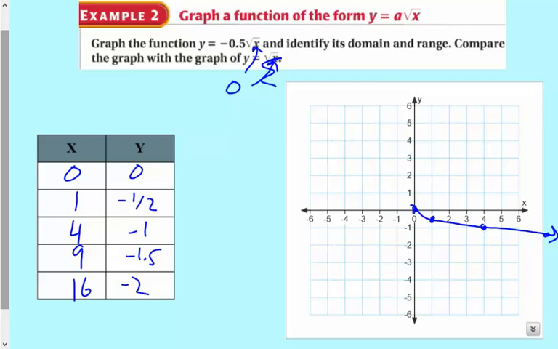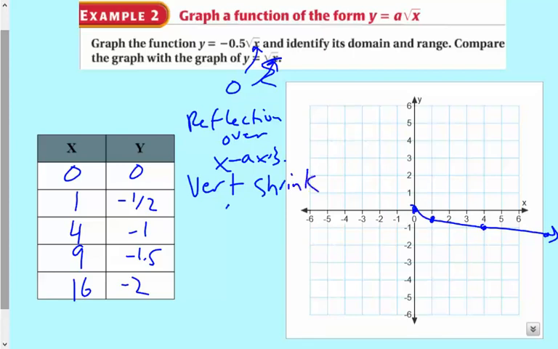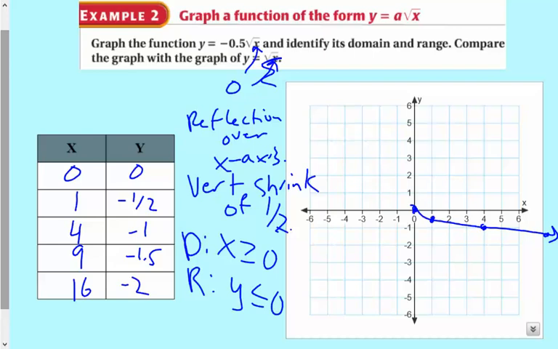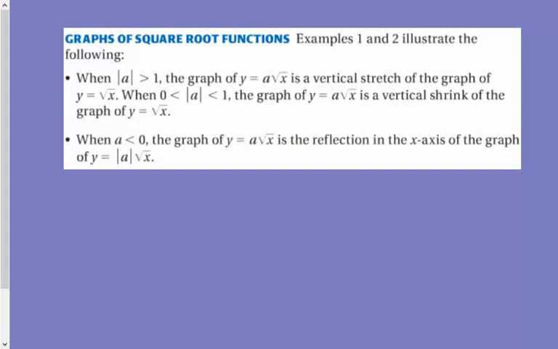So, a couple things here. This would be a reflection over the x-axis. It's also a vertical shrink of 1/2. So we've seen both of those vocabulary words before. Domain: x goes from 0 to infinity, and the range goes from 0 to negative infinity. So y has to be less than or equal to 0 because it goes to negative infinity for this one. So as I mentioned, the domain and range are going to change for these functions.